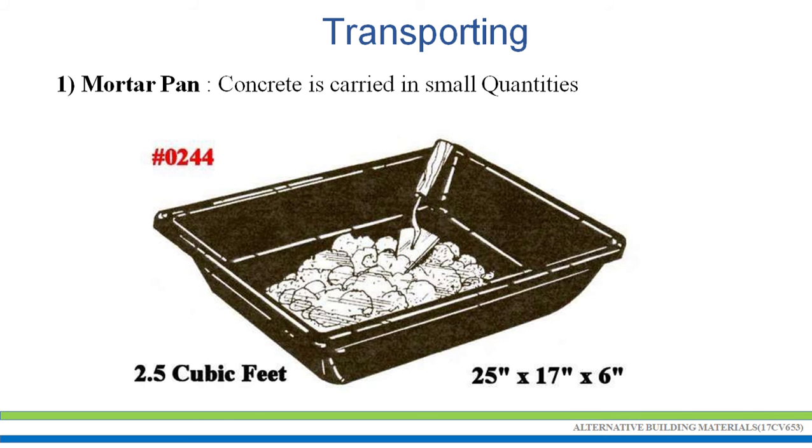Next, transporting. So once the concrete is mixed, then it should be transported with the help of different types of equipment. So main equipment used is the mortar pan. So this is for a small quantity. So 2.5 cubic meter, 25 into 17 into 16. So this is a small mortar pan.